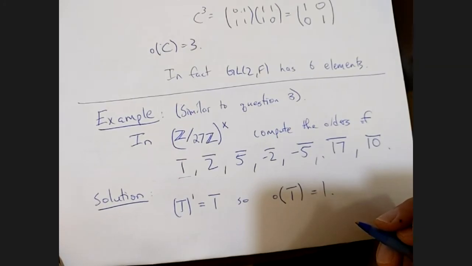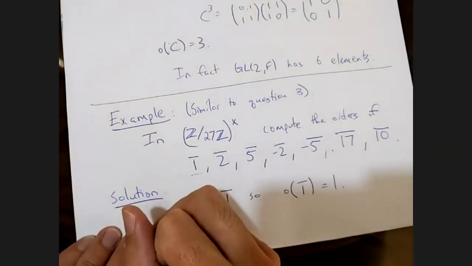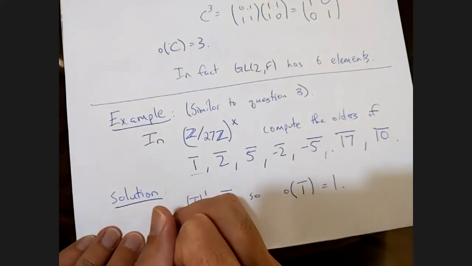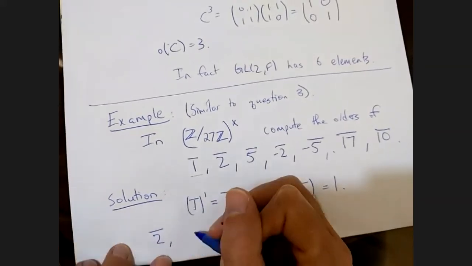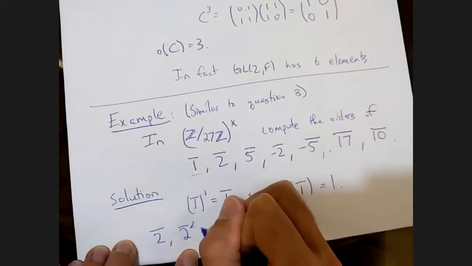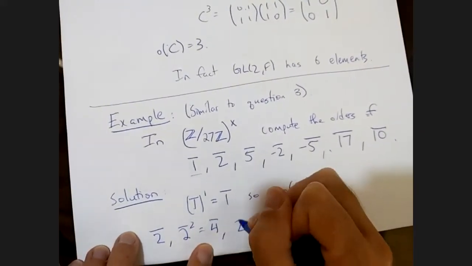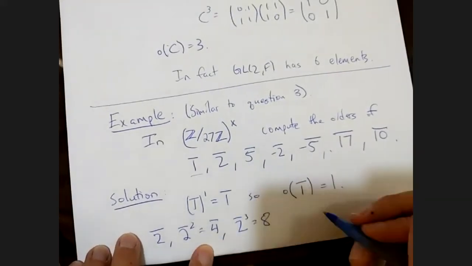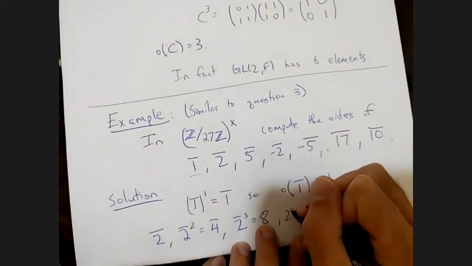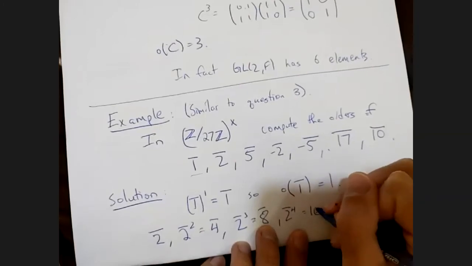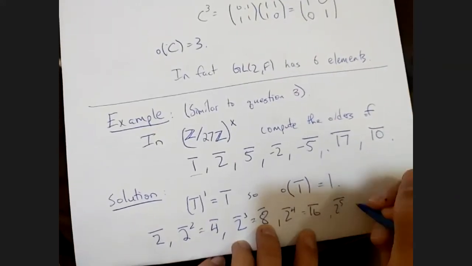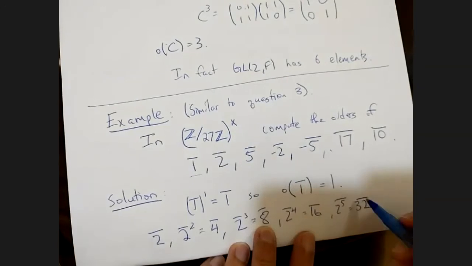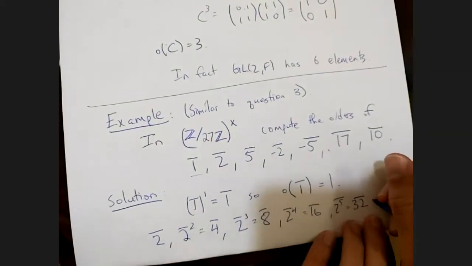What about for 2? Let's try 2. So maybe it's better to have a table or not, but so we consider 2, then 2 squared, that's 4. 2 cubed, that's 8. So far these are not congruent to 1 mod 27. 2 to the 4th, that's 16. 2 to the 5th, that's 32. Now we can reduce mod 27, right? 32 when you divide it by 27 has a remainder of 5.